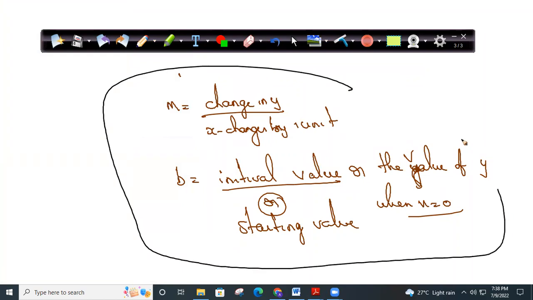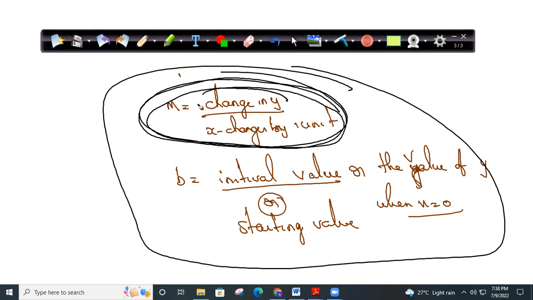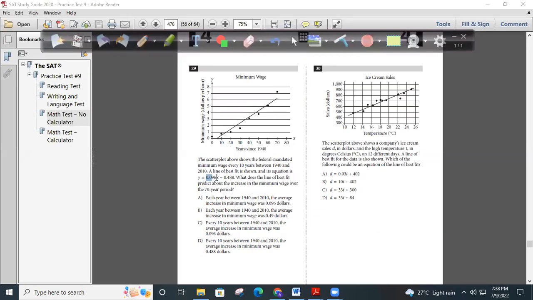What is the slope? The change in y when x changes by 1 unit. This should always stay in your mind. So the change in salary for every year is $0.096. That is what the slope stands for here. The slope here is 0.096. I hope you understand what I am saying.